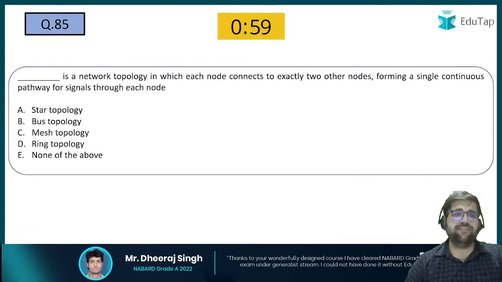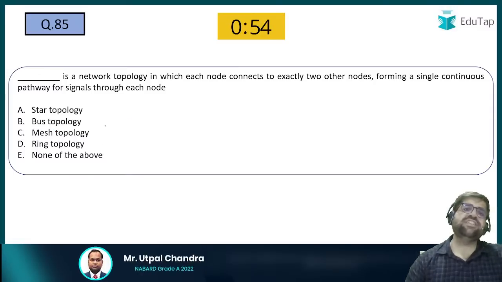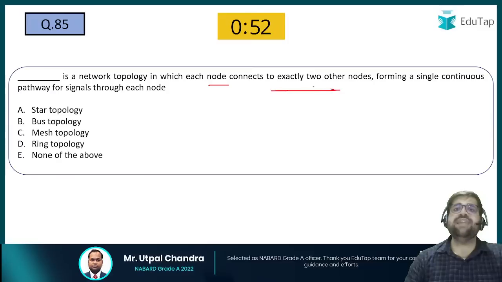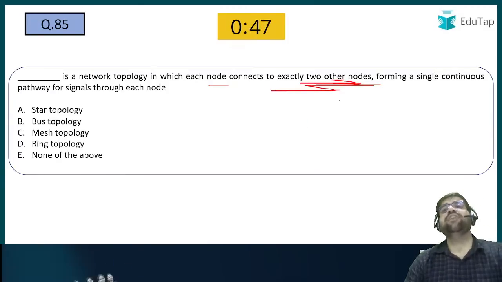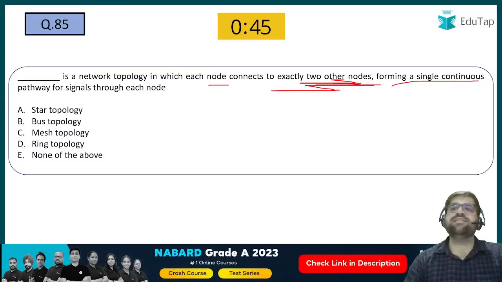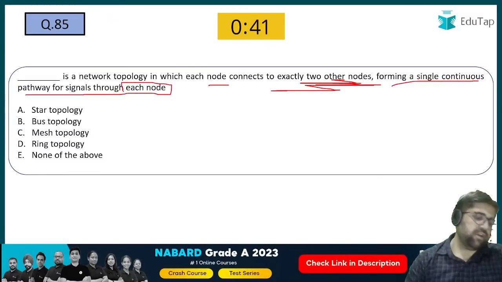Question number 85. A network topology where each node, each system, connects exactly to two other nodes. So basically one node is getting connected to two other nodes, forming a single continuous pathway for signals through each node. It is called as what?